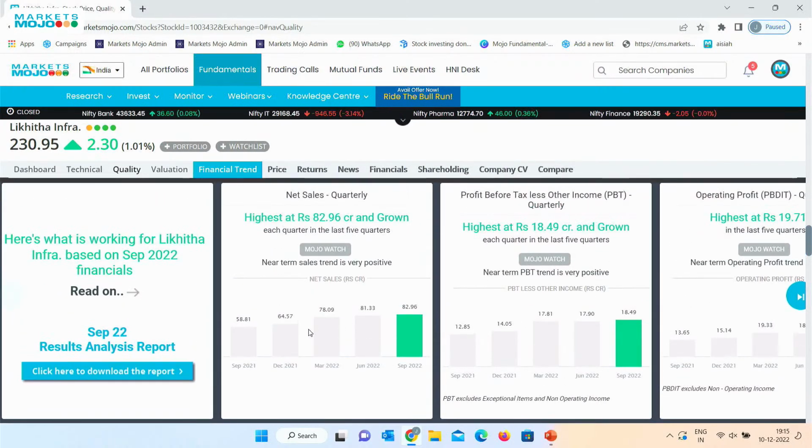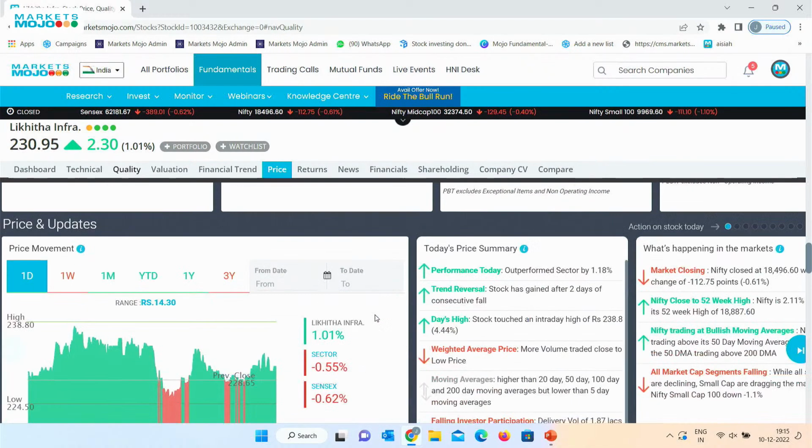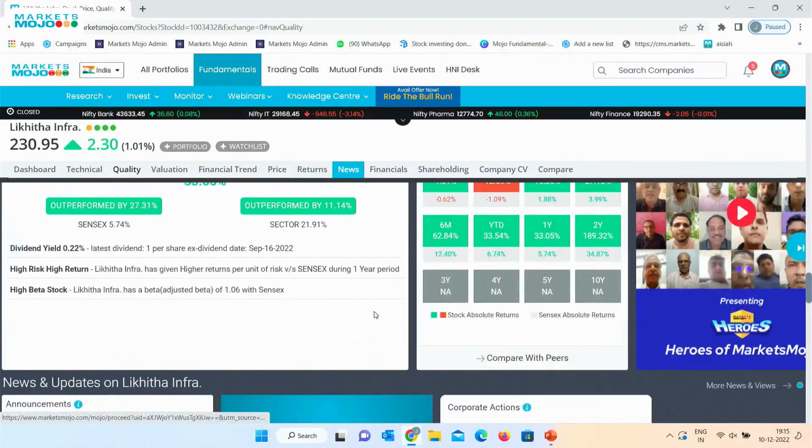Okay, and you can see the net sales of the company are around 50 to 60, below 100 crores quarterly, which is currently at the highest level of 82 crores. So it's highest, and it has grown in each of the last 5 quarters. So you can see it's also highest this quarter and grown over the last 5 quarters. So there are positives with this company.